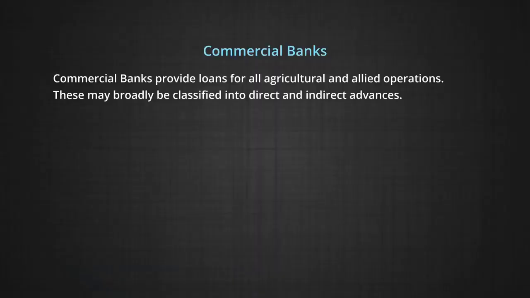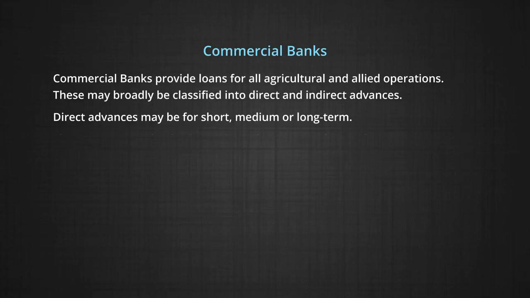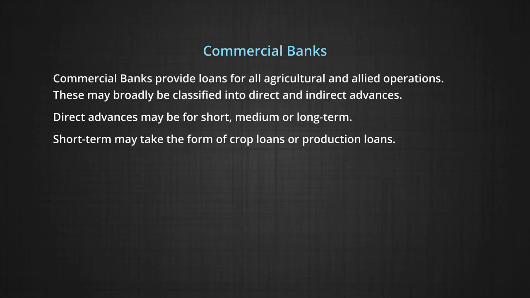Come to the role of commercial banks in providing rural credit. Commercial banks provide loans for all agricultural and allied operations. These may broadly be classified into direct and indirect advances. Direct advances may be short, medium or long term. Short term may take the form of crop loans or production loans. These loans have to be repaid within a period of 1 month or 2 months after the harvest of crops. Medium and long term loans are granted for development programs which are capital intensive in nature.